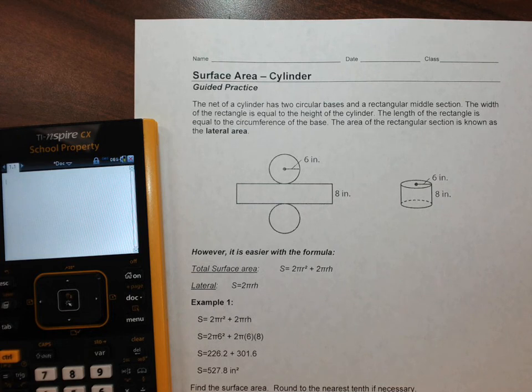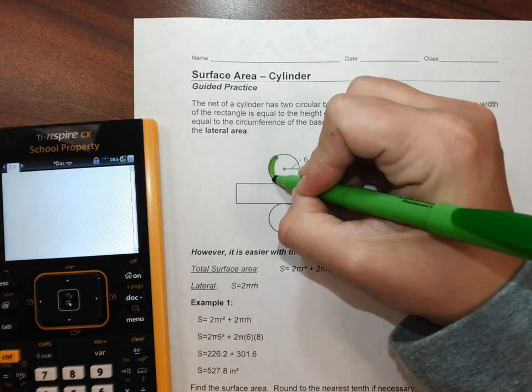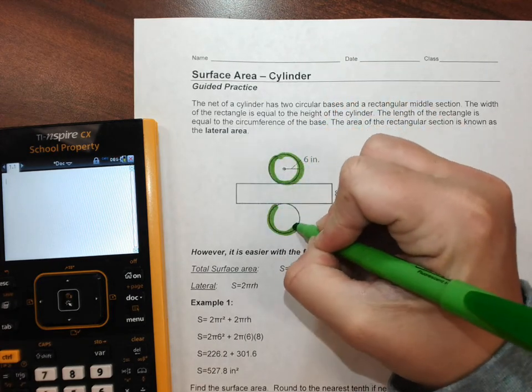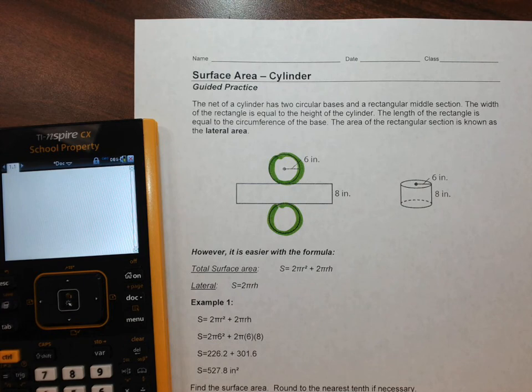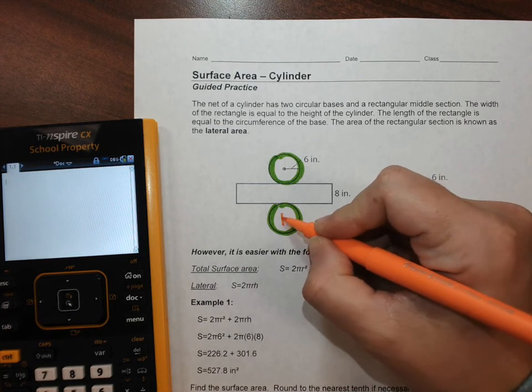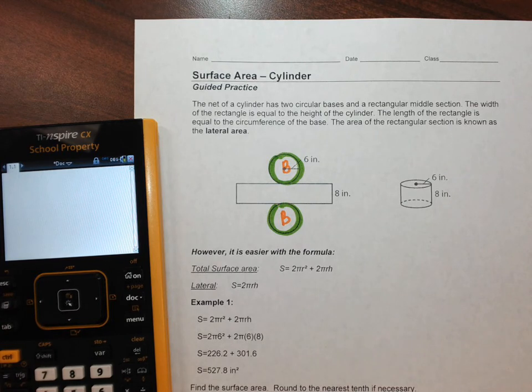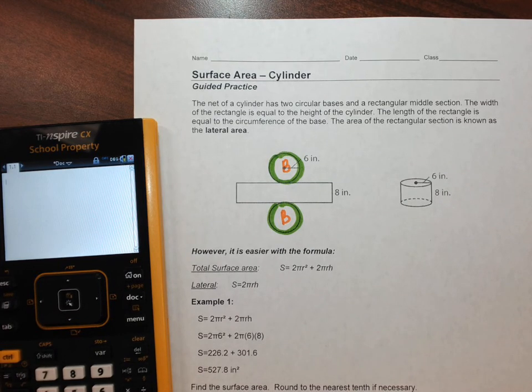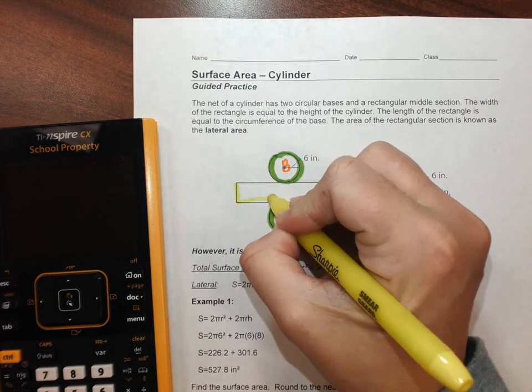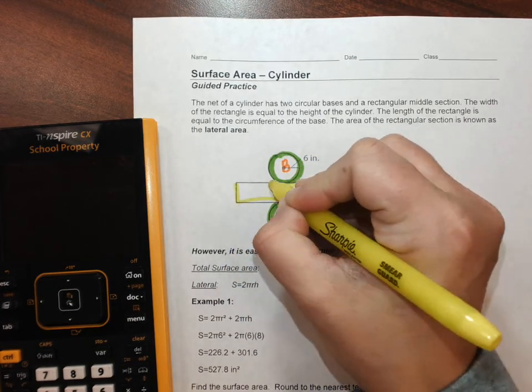Gonna go over surface area of some cylinders with you. The net of a cylinder has two circular bases and a rectangular middle section. So I'm gonna identify these guys as my bases. I'm gonna put a B on those. Those are my bases, circular bases. And then I have this middle section here, and that's your rectangular middle section.